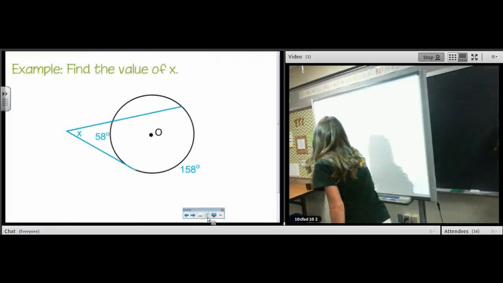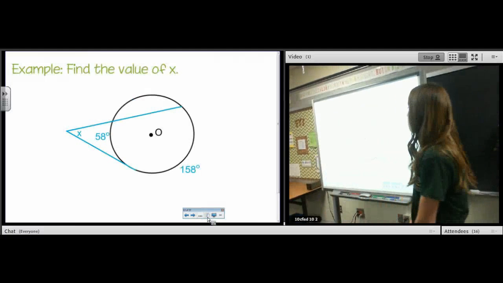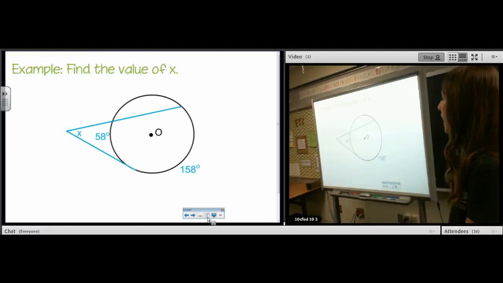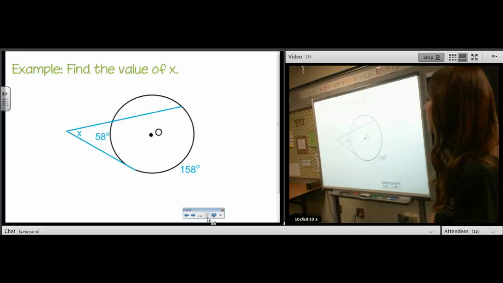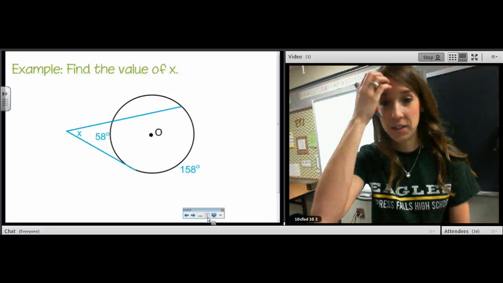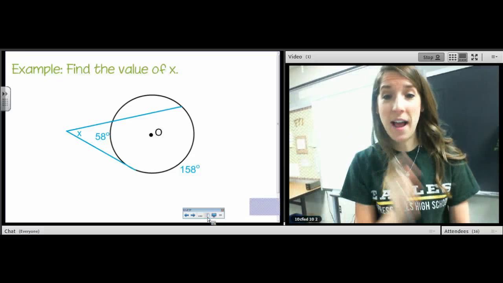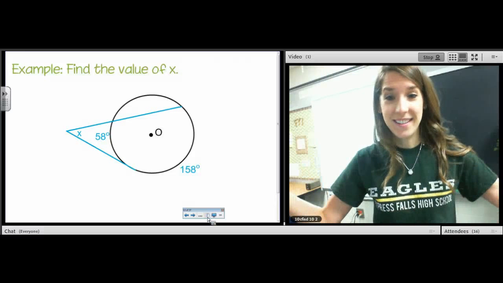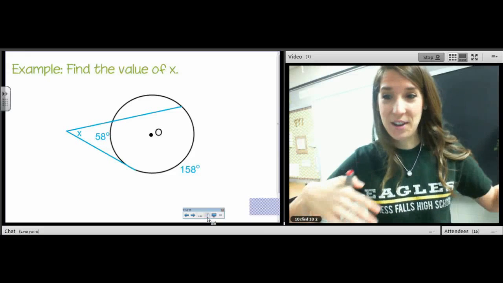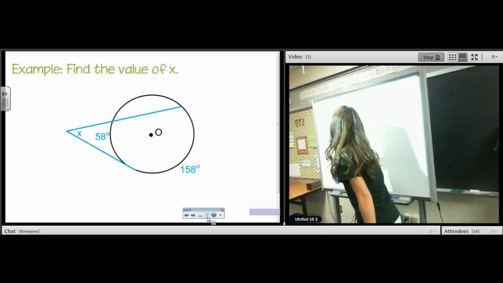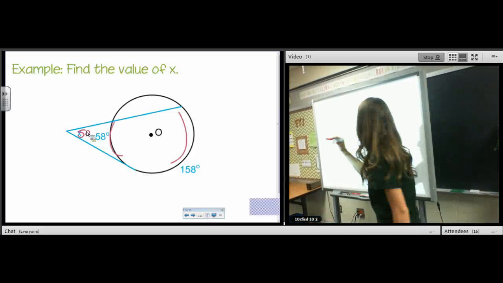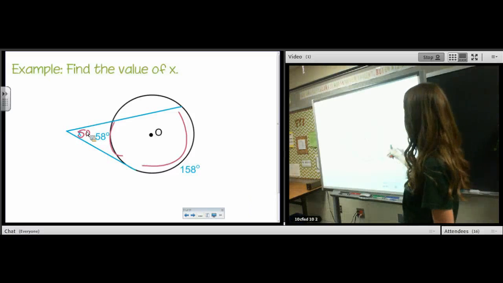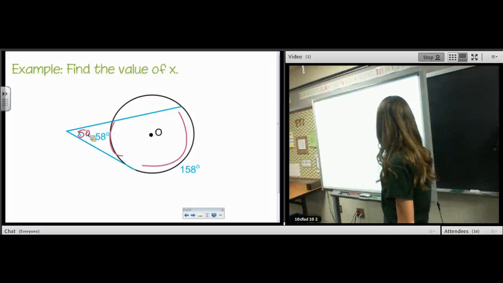All right, we're almost done, guys. Hang in there. Oh, this one's way too easy. Way too easy. This one should have come first. Subtract the arcs and divide by 2. 100 divided by 2. Yep. 50. Subtract the arcs and divide by 2. 158 minus 58 is 100, divided by 2 is 50.